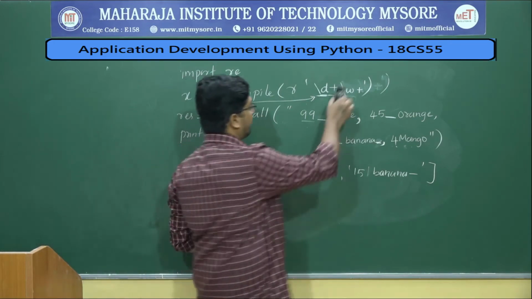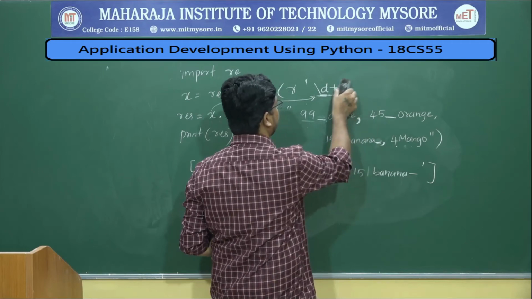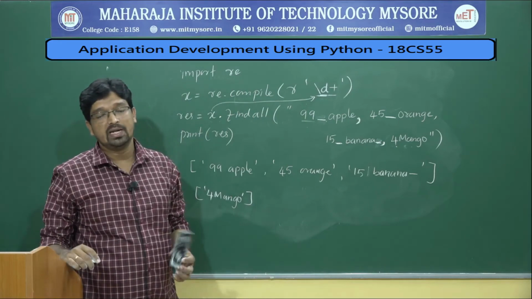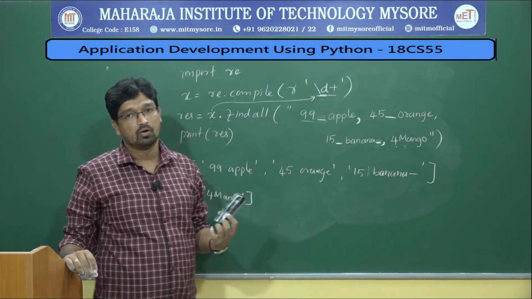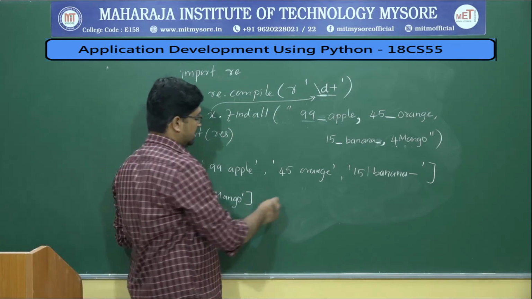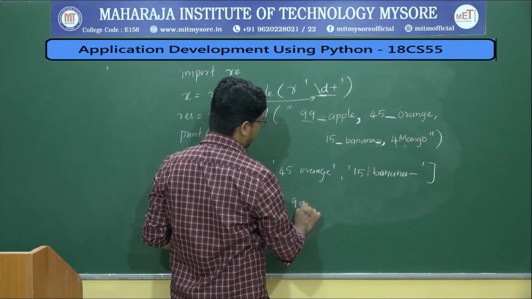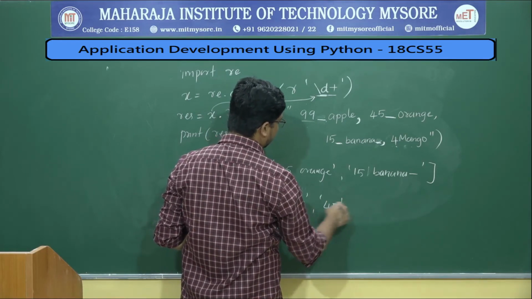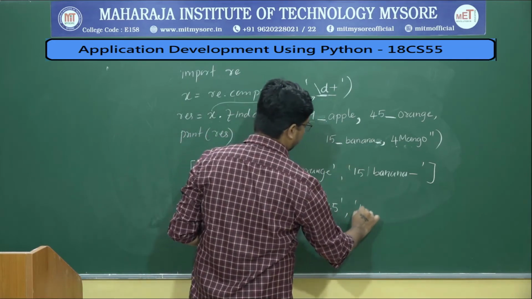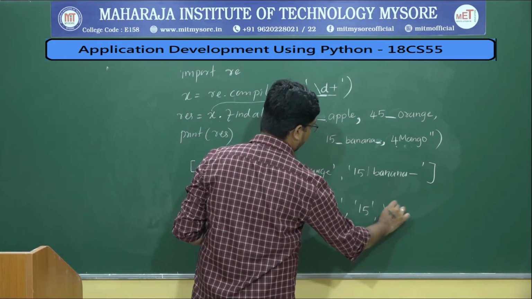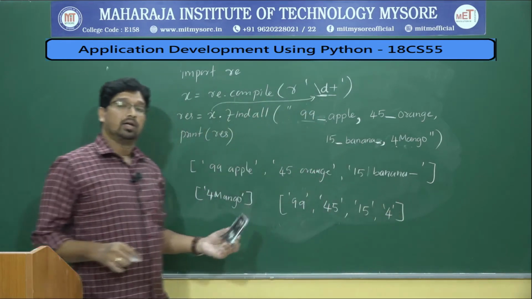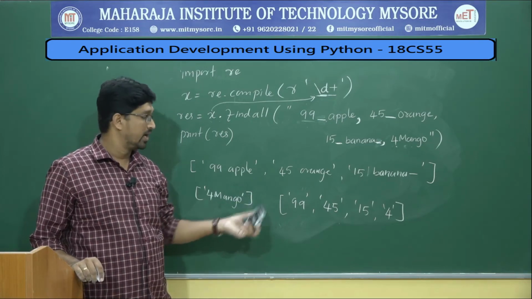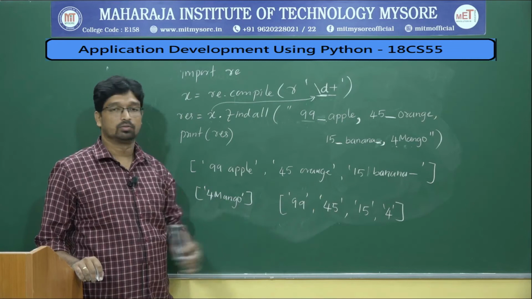Okay. What about, for example, if you write only d plus, what is the result? You will get the result as only digits: 99, and that is treated as a string. Even though those are numbers, they are treated as a string. 45, 15, 4. This is how you match digits: 99, 45, 15, 4.